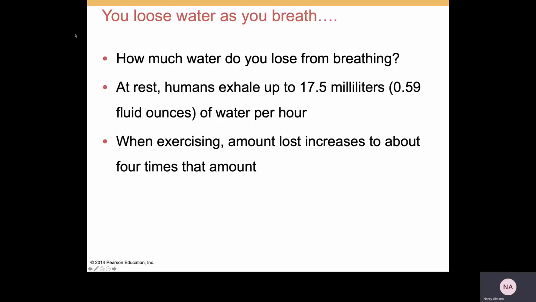Now, interestingly, we do lose water as we breathe, up to 17.5 milliliters, about 0.6 fluid ounces of water per hour. And clearly, when you're exercising, you're going to increase that amount to about 4 times that volume.